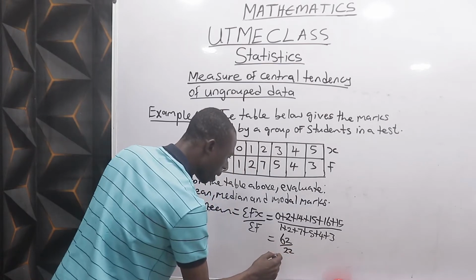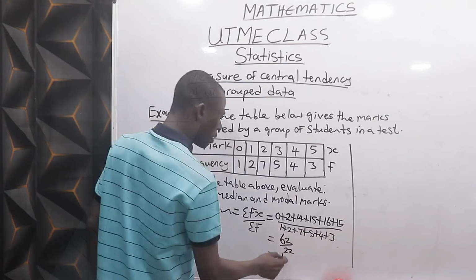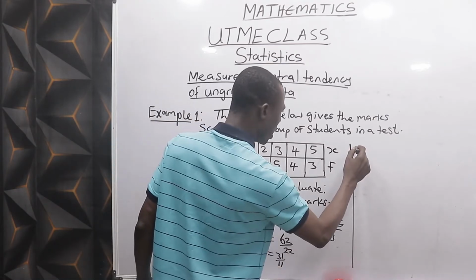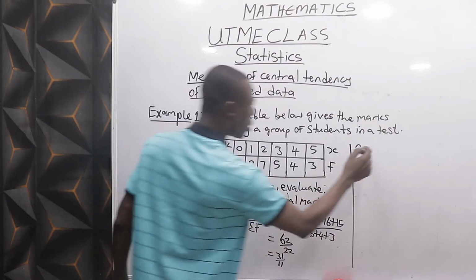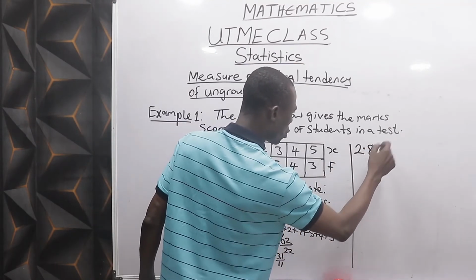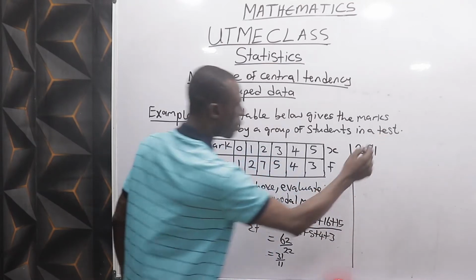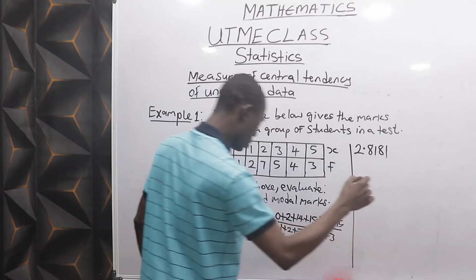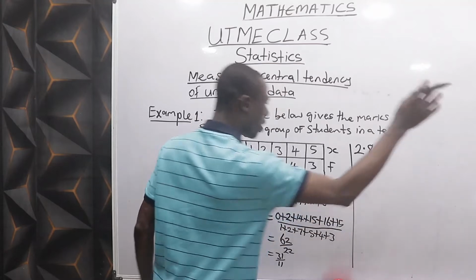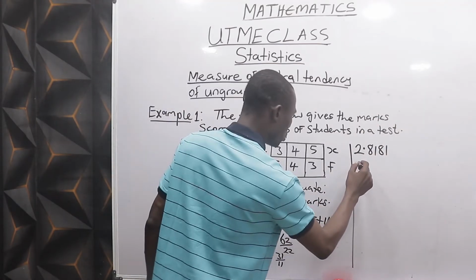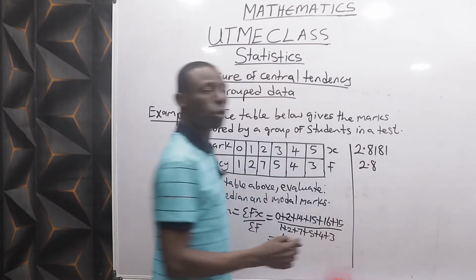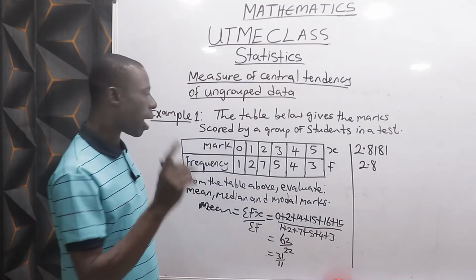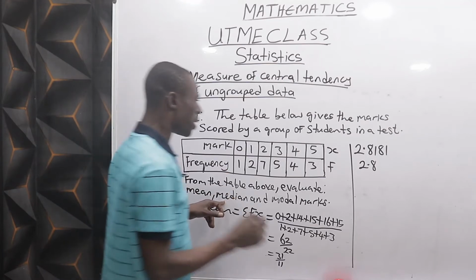Reducing this to the lowest term, we have 31 divided by 11, that is 2.8181. It will repeat itself like that. So let's just leave it as 2.81 to 1 decimal place. Now for median.